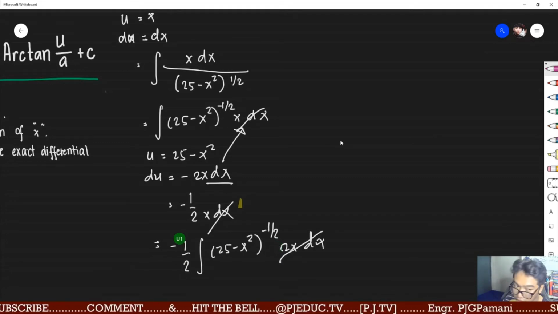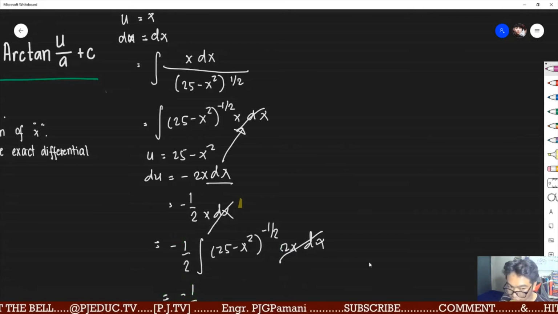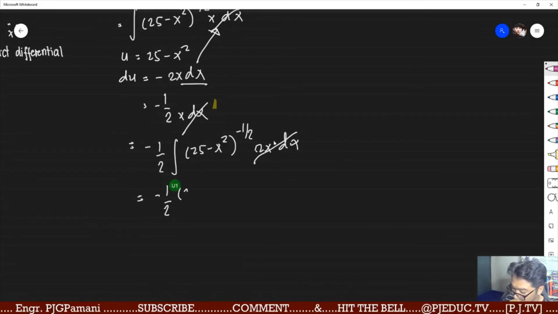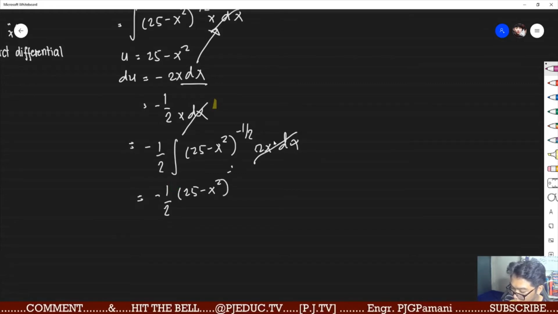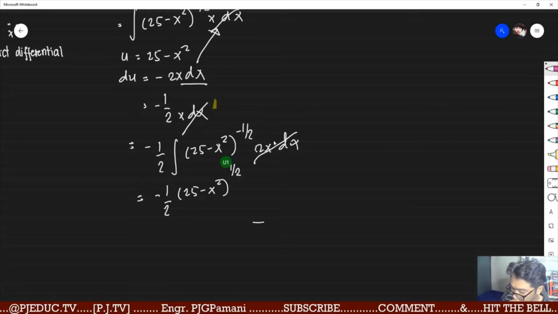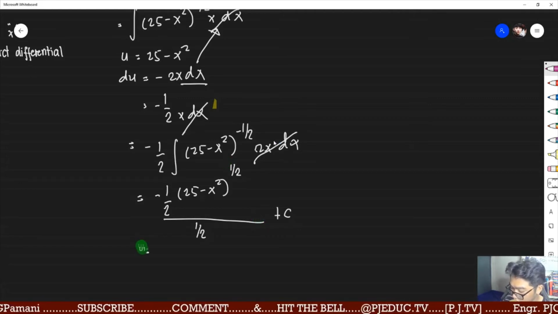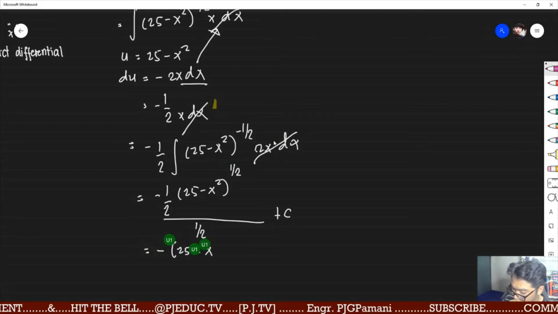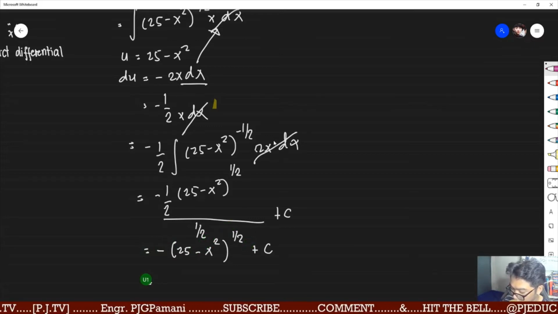So, we no longer need that. That is negative 1/2 because we introduced a correcting factor. So, we could just simply consider this as equal to 1. So, that is now 25 minus x squared raised to negative 1/2 plus 1, which is positive 1/2, all over positive 1/2, plus c, which is simply equal to what? Negative 25 minus x squared raised to 1/2 plus c.